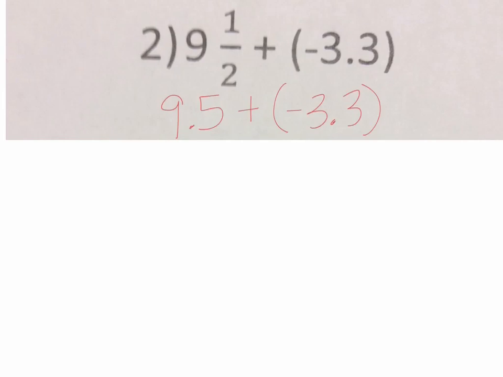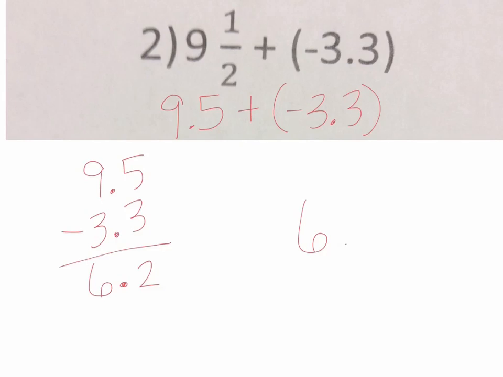Now again, I have to think back to my rules. So different signs, I'm going to subtract. I'm going to take the larger absolute value, which is the 9.5, and subtract the 3.3 from there, making sure to line up my decimals, and just subtract like normal. 5 minus 3 is 2. Bring down that decimal place. 9 minus 3 is 6, and I get 6.2.